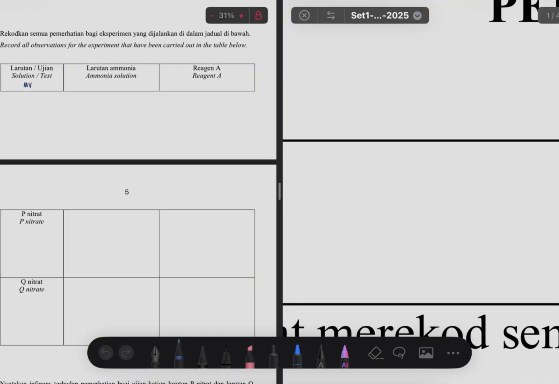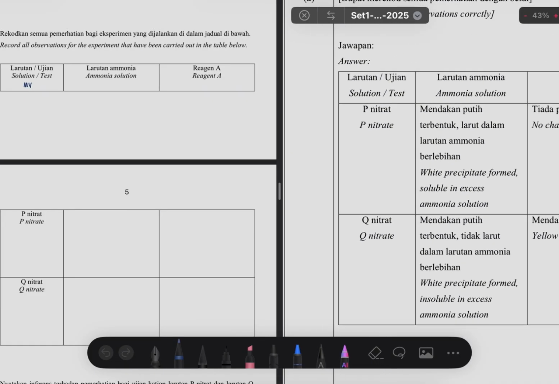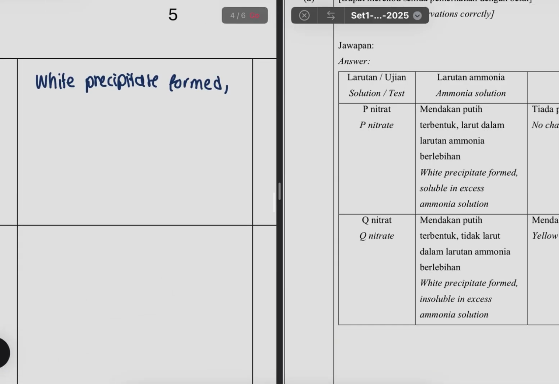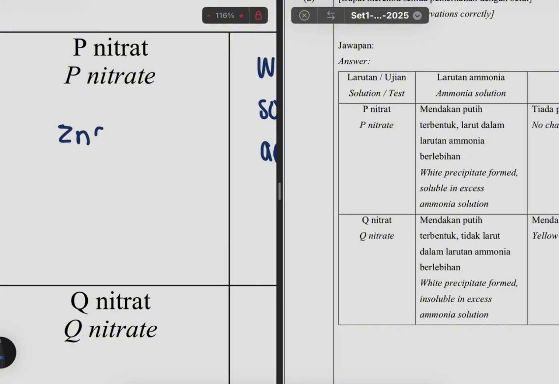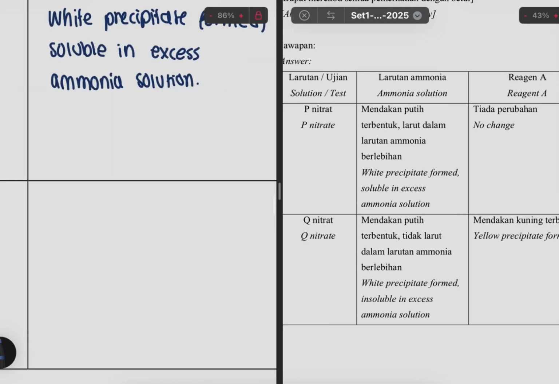Now let's see the results. Based on the results, we can already assume what cation it is if you memorize. So P nitrate: white precipitate forms, soluble in excess ammonia solution. There's only one, which is Zn²⁺ ion. So I'm going to say that this is going to be zinc nitrate. Okay, so reagent A, what happens? No change. Okay, so this must be potassium iodide. For Q nitrate, white precipitate forms, insoluble in excess ammonia solution. So this is Pb²⁺.